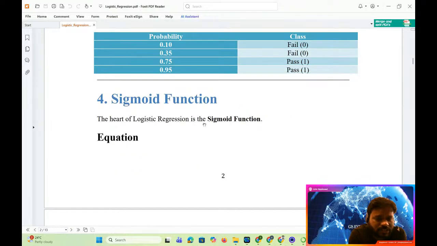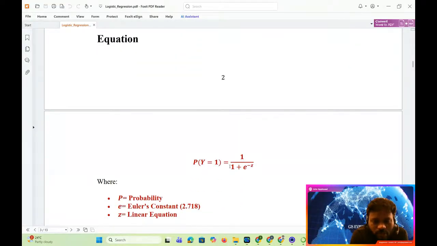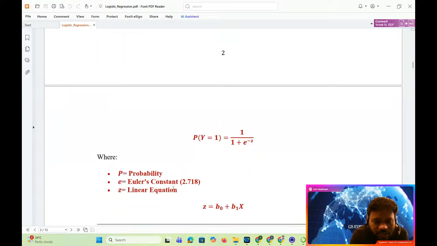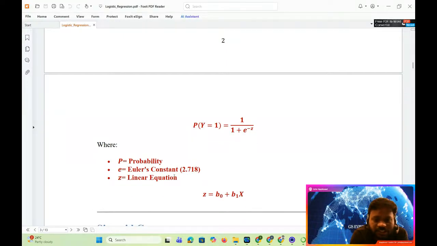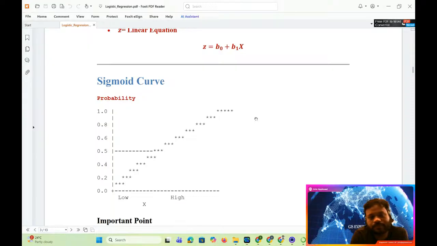Now a famous function works in this logistic regression. That function is called the sigmoid function. The heart of logistic regression is the sigmoid function. Every algorithm is done by this equation. The equation is P(y=1) = 1 / (1 + e^(-z)), where P is a probability, e is Euler's constant, which is 2.718, z is the linear equation, and z is equal to b0 + b1x. So the sigmoid curve probability is this, lower side is this, higher side is this. So this is a sigmoid curve.